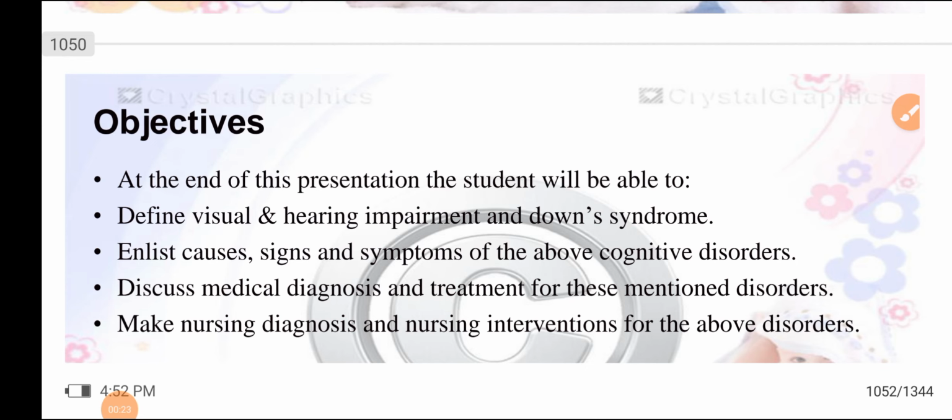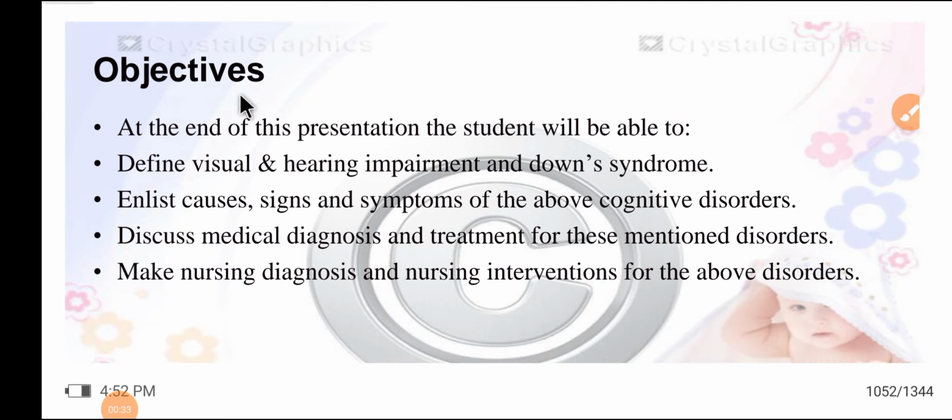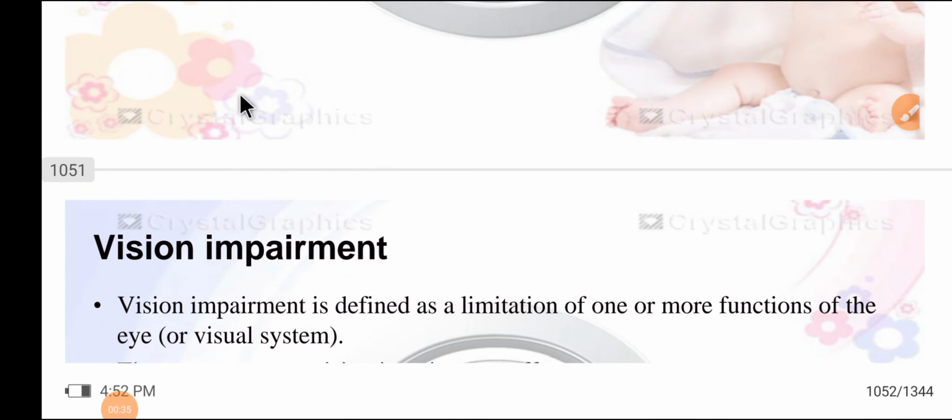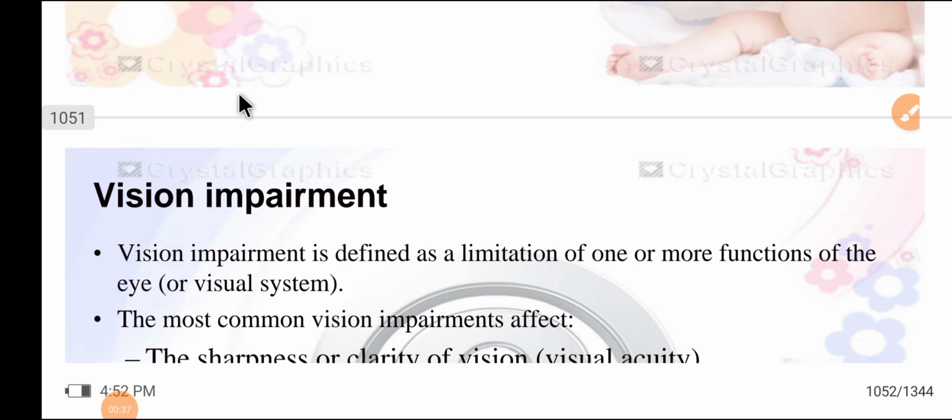Discuss medical diagnosis and treatment for these mentioned disorders. Make nursing diagnosis and nursing interventions for the above disorders. Vision impairment. Vision impairment is defined as a limitation of one or more functions of the eye or visual system.